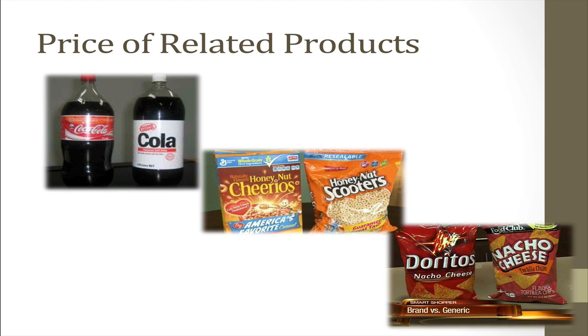Another factor that could change demand is the price of a related product. And here you see 3 pairs of related products. You have the name brand, and then you have some sort of generic or house brand of the same thing. So for example, you may really want a cola. Well, Coke is the #1 selling brand, but oh my goodness, I don't have enough for a 2-liter of Coke, but I do have enough for the generic cola.